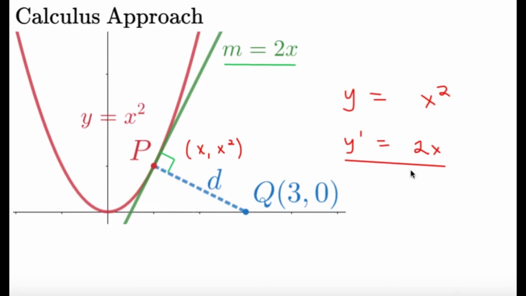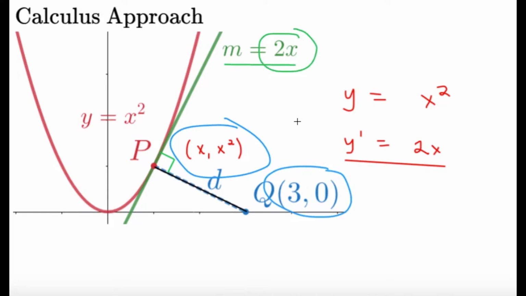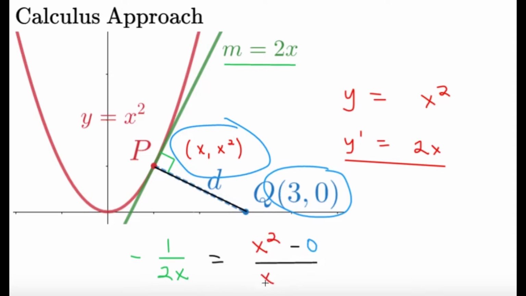So what do we have to do with the slope of the tangent line? Well, if I connect P and Q, this segment will have a length of D. But what's more important is that this segment is going to be perpendicular to the tangent line at point P. So we will now know the slope, because it's going to be the negative reciprocal of whatever slope the tangent line has. So negative 1 over 2x, that's the negative reciprocal of 2x, should be equal to the slope. We can use these 2 points to find the slope: x squared minus 0 divided by x minus 3.